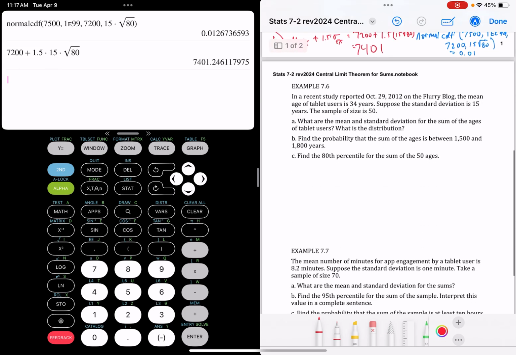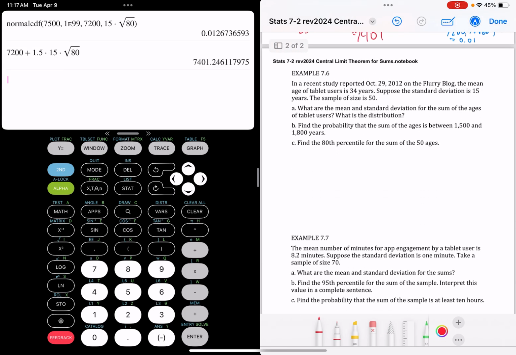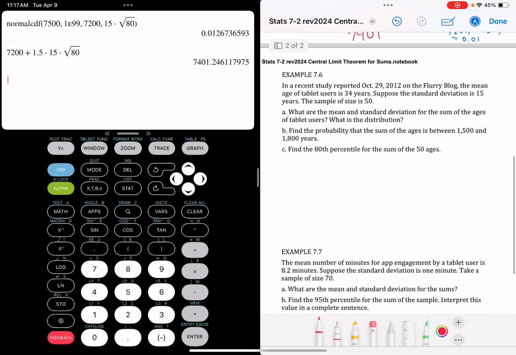Okay. All right, well, let's take a look at example 7.6. In a recent study reported October 29th on the Flurry blog, the mean age of tablet users is 34 years. We looked at one like this, similar, in section 1. Suppose the standard deviation is 15 years and the sample size is 50. What are the mean and standard deviation for the sum of the ages of tablet users, and what is the distribution? So as we take a look at that one, we want the sums here.